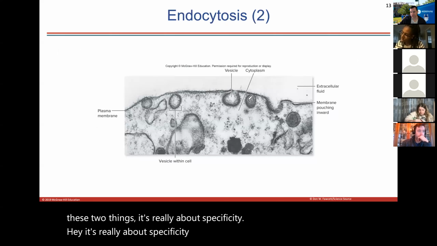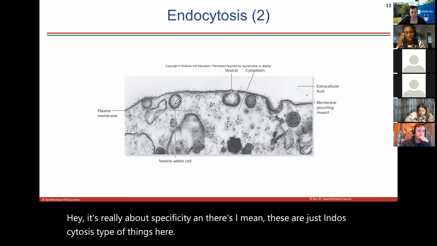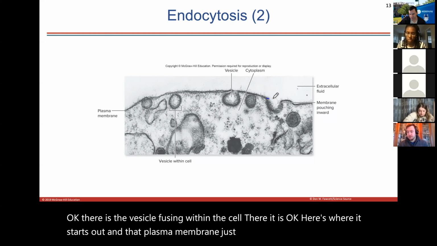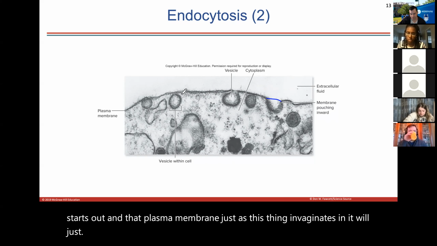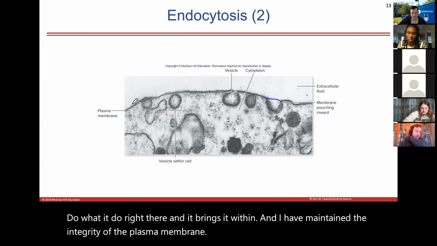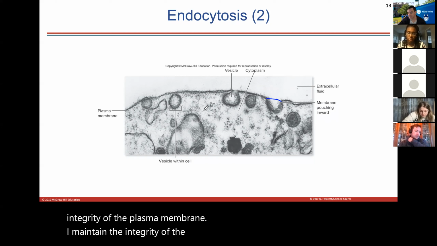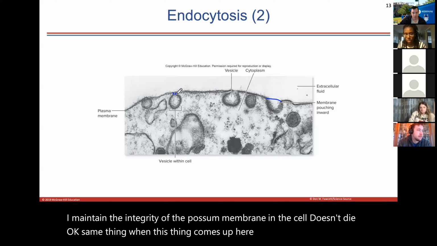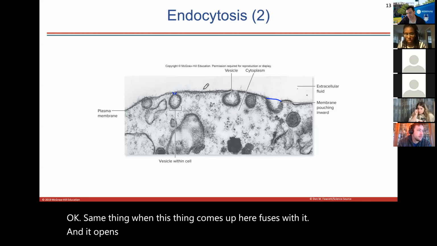And these are just endocytosis type of things here. Okay, there's the vesicle fusing within the cell. There it is. Okay, here's where it starts out. And that plasma membrane, just as this thing invaginates in, it'll just do what it do right there. And it brings it within. And I've maintained the integrity of that plasma membrane, and the cell doesn't die. Okay, same thing when this thing comes up here, it fuses with it, and it opens up, and it dumps its contents out. Again, maintaining the integrity of the plasma membrane.